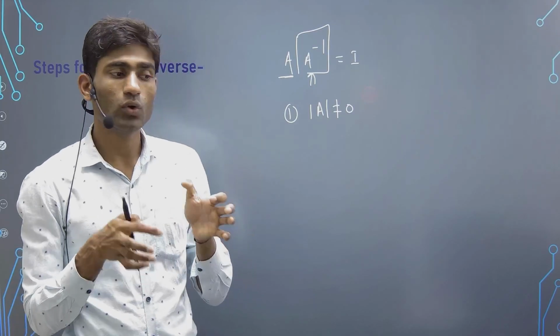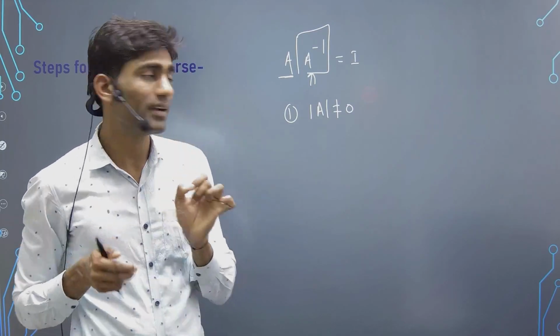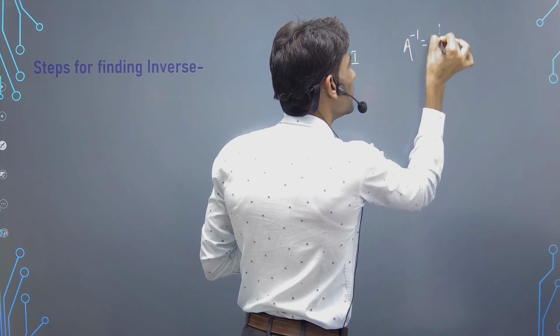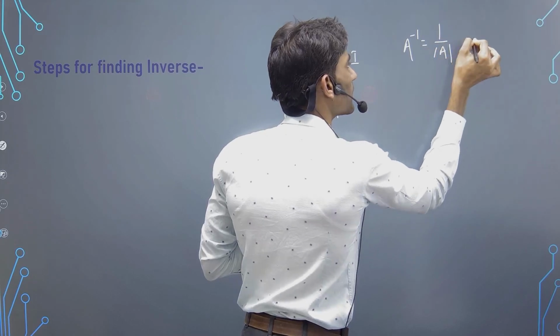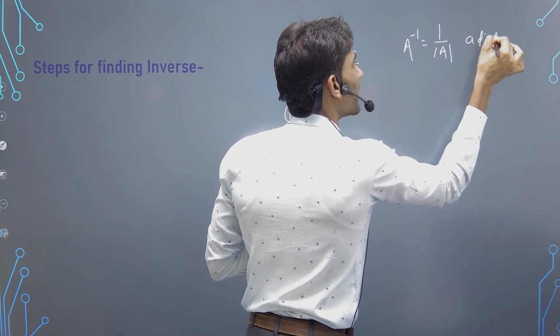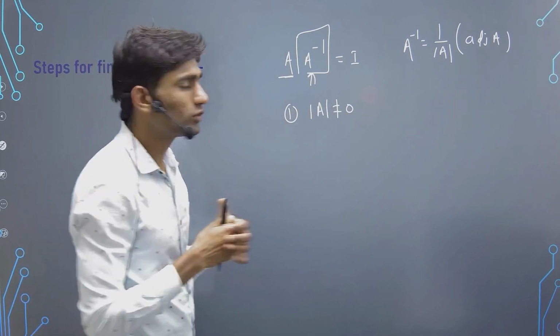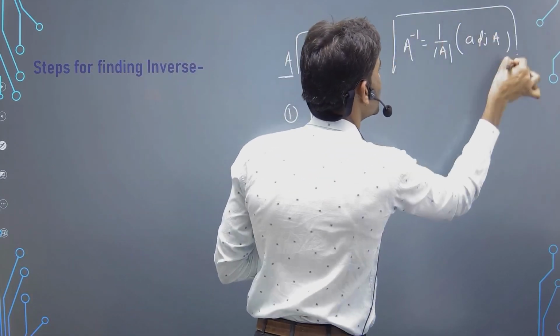For finding the inverse, we have one standard result: the inverse of matrix A, A inverse, is equal to 1 upon determinant of A into adjoint of A. Here is the standard formula for finding the inverse of a matrix.